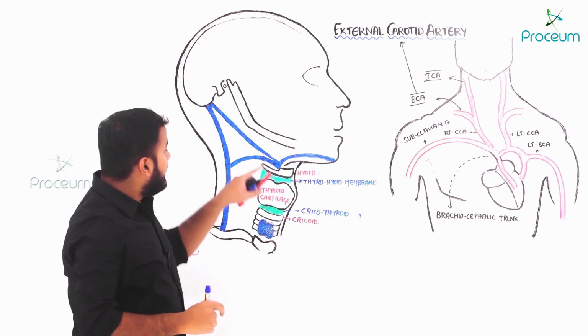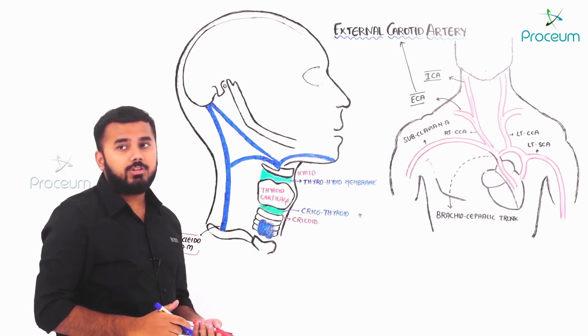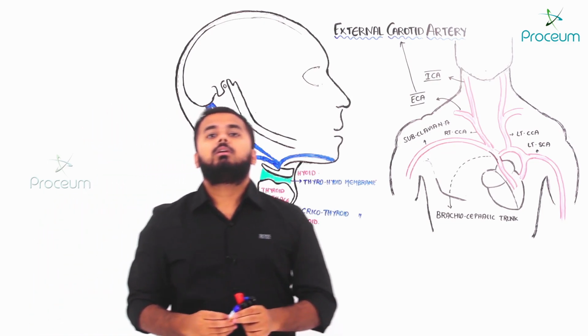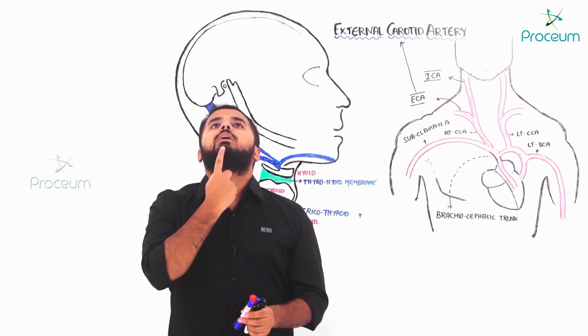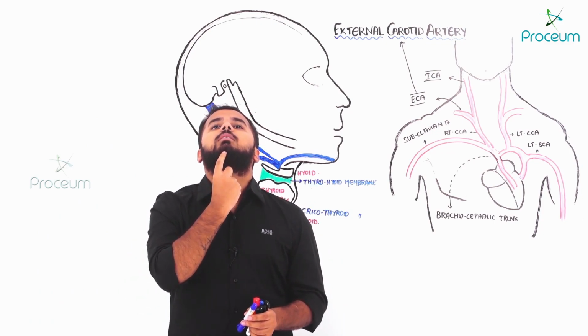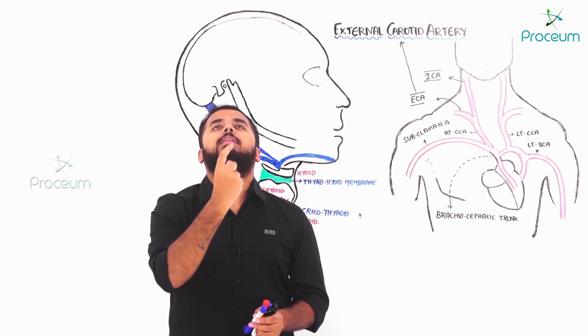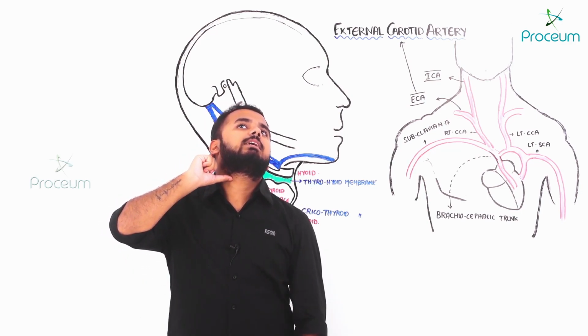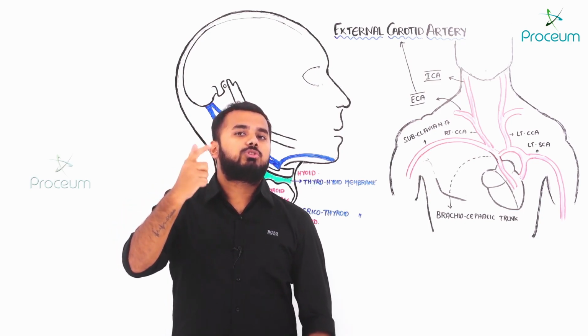Now, the name of this muscle is the digastric muscle. And this digastric muscle has two bellies. If I am lifting my head up, you can see the first part anteriorly. This is called the anterior belly. And the second part of the muscle, which is behind this anterior belly, is called the posterior belly.